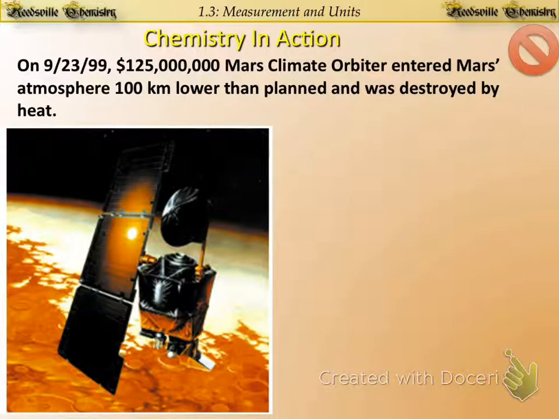Let's see, September 23rd, 1999. We got a $125 million Mars climate orbiter that accidentally enters Mars' atmosphere 100 kilometers lower than planned and was destroyed by heat. So the actual orbiter wasn't built to be able to withstand such temperatures at that particular altitude, and it was destroyed. So that's $125 million down the hole. So why did this happen?